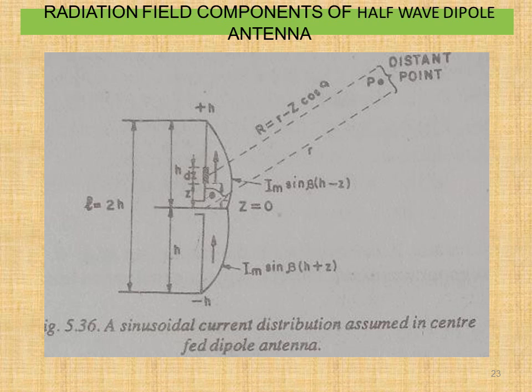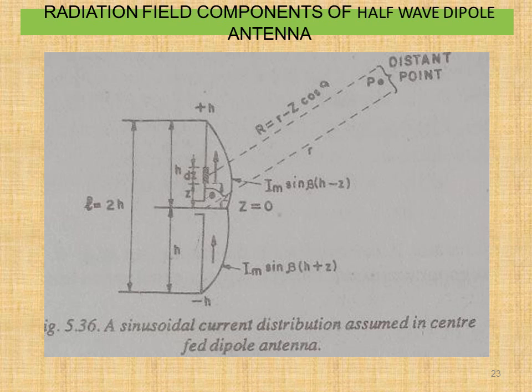This distance, that is, the distance from the infinitesimal element to the point p, has been taken as capital R, and this is r minus z cos theta, where theta here has been taken as psi. Psi is the angle of inclination from the origin point to the point p. So this is the distance being covered from the infinitesimal element.